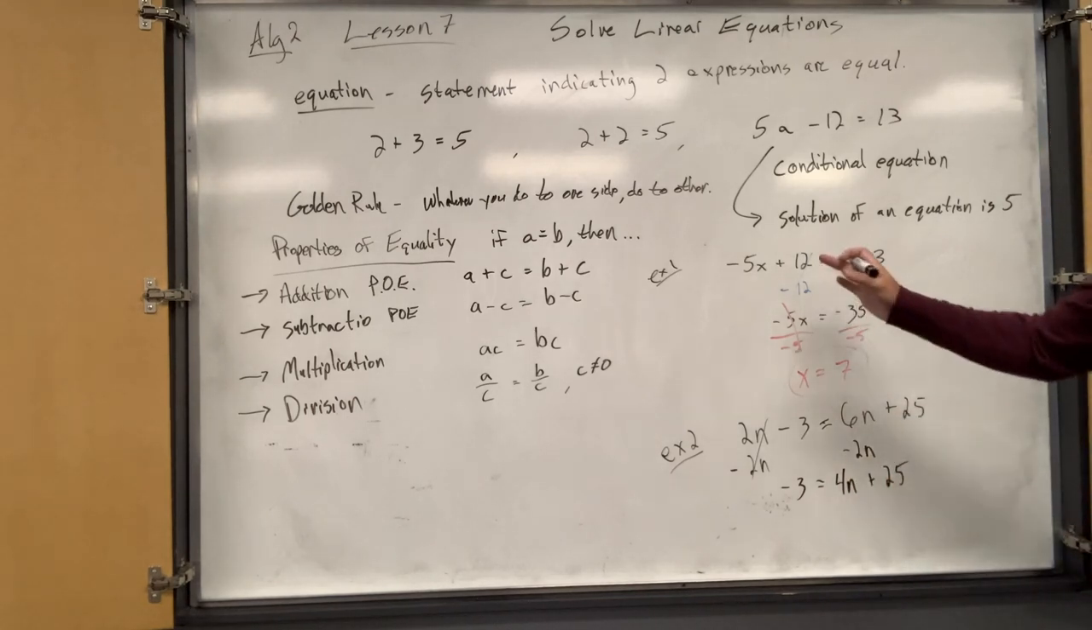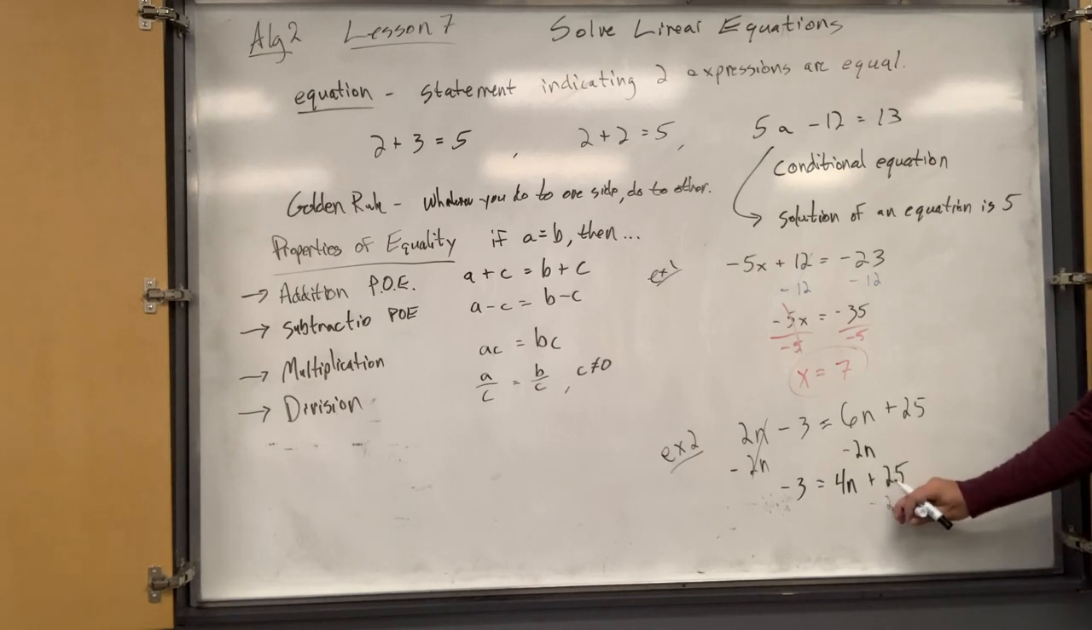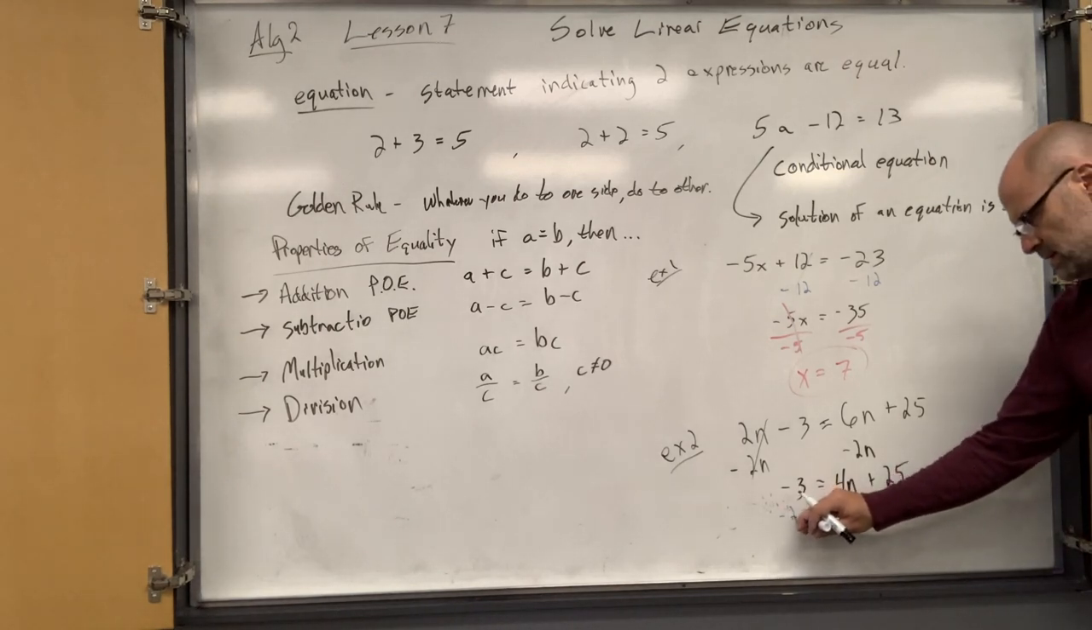Okay, now we're back to a problem like the one in example 1. So now we just have one variable to get by itself. So what do you want to get rid of first? The 25. Yeah, 25 is being added, so subtract it. Whatever you do to one side, do to the other.